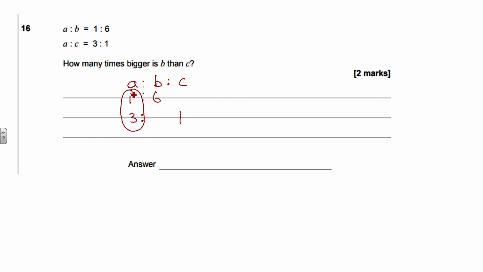Well, I can multiply 1 by 3 to get 3. So I can say, right, 1 times 3 is 3, 6 times 3 is 18, and then because I've now got 3 in my first ratio, 3 to 18, and we've got 3 here, I can put a 1 there. So it's 3 to 18 to 1. Once I know that the ratio of A to B to C is 3 to 18 to 1, I can just look at the multiplication relationship. How many times bigger is the value of B than C? It's 18 times bigger.